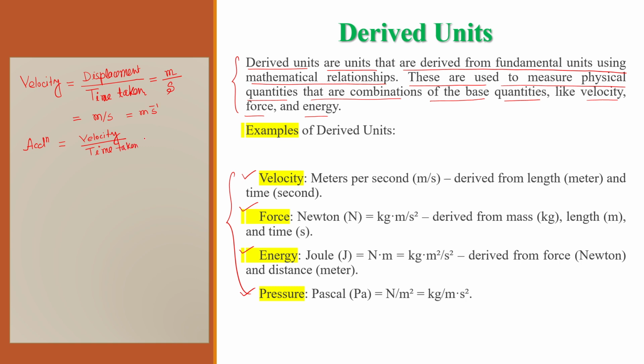Okay, velocity is meter per second or m s to the power minus 1, and then here second. So we can write m s to the power minus 2, or we can write meter per second square.